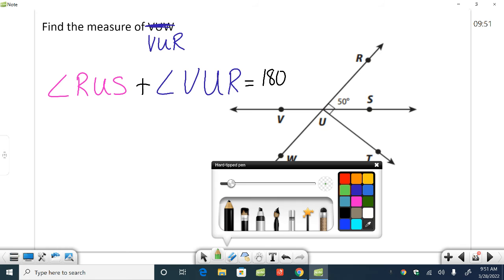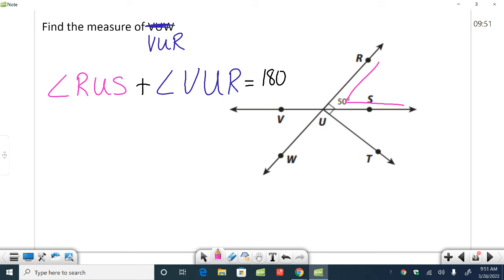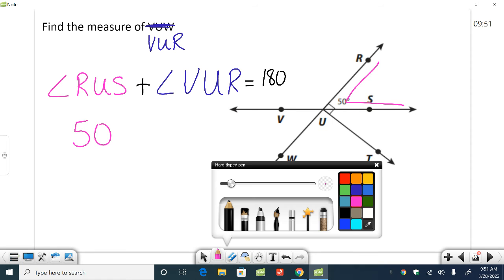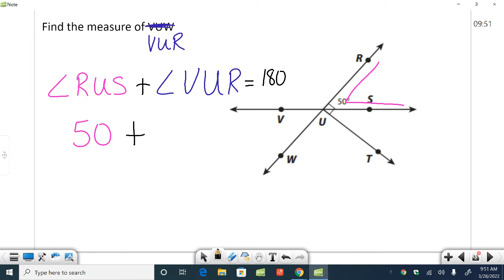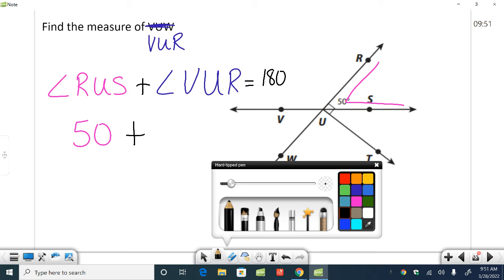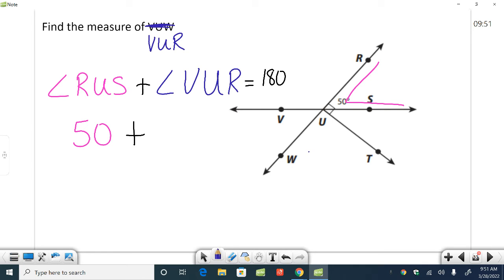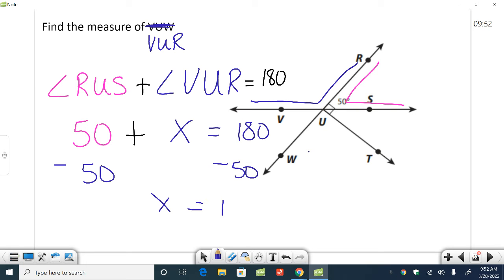Okay, let's do that again. Angle RUS is 50. Plus, we're looking for this angle right here. So if this is 50, what does this have to be? So minus 50 on both sides, minus 50 on both sides. X is 130 degrees.